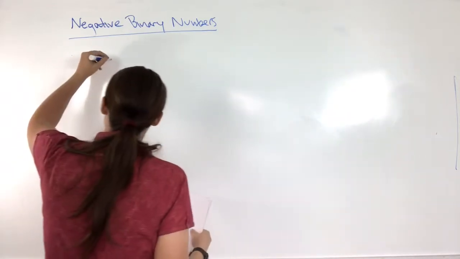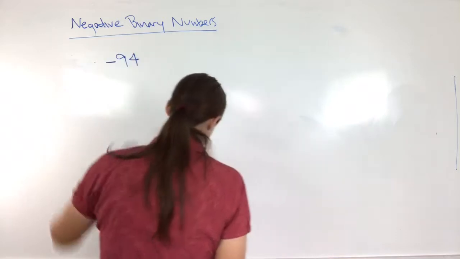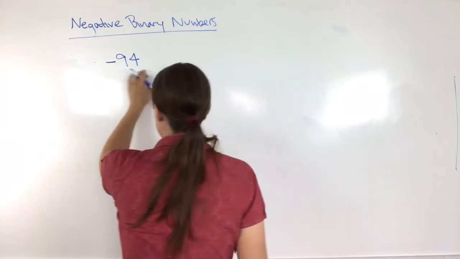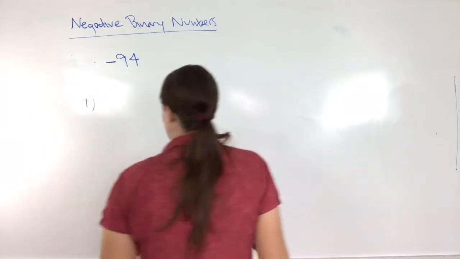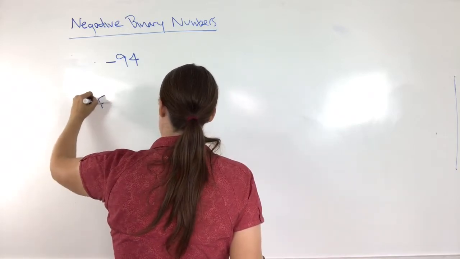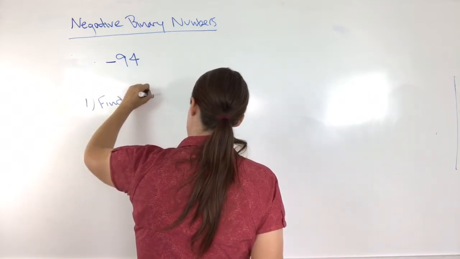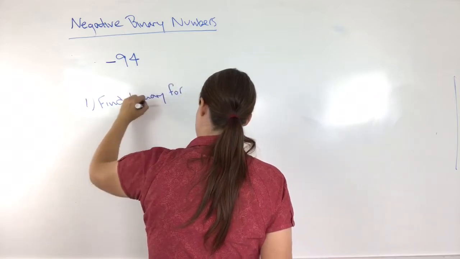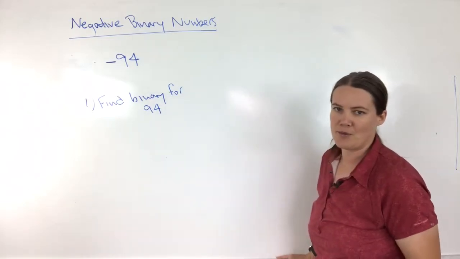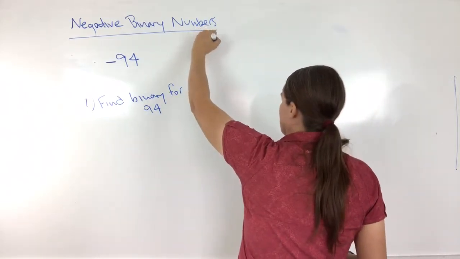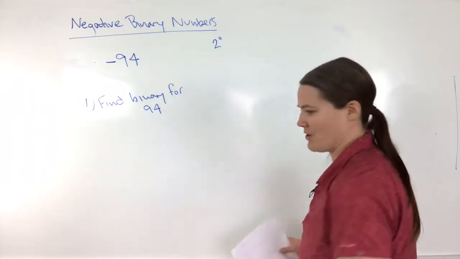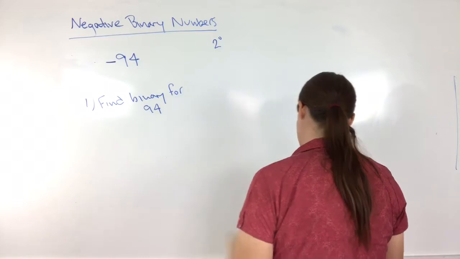Okay, so let's write negative 94 in binary. So the first thing we want to do is determine what 94 is in binary. So find binary for 94. And if you remember from a previous video, I showed you, and there's a few different ways to do this, so just whichever way works best for you. I think this way is pretty straightforward.